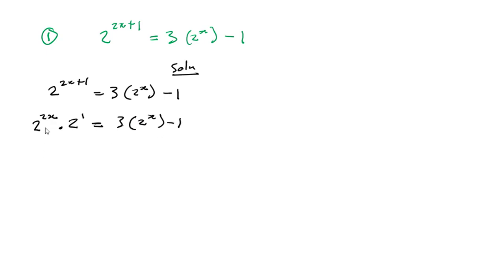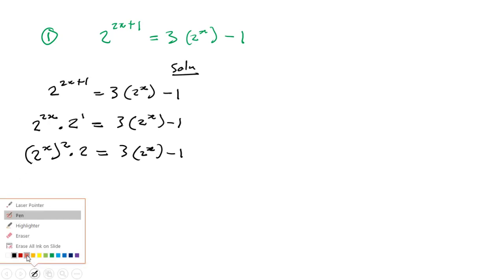After you do that, this can be rewritten as 2 to the power x, then in brackets, 2 times 2 to the power 1, which is just 2, and this should be equal to 3 times 2 to the power x, minus 1. After you do that, we can simply do the same thing we did before.